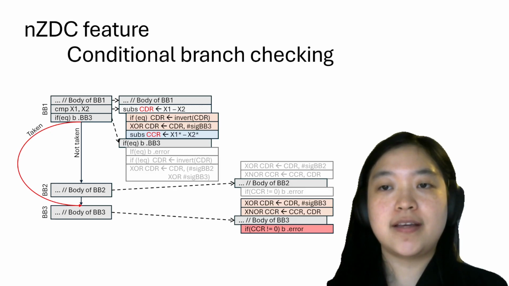If there were an error in the branch target, the CDR value would not be reverted, and the XNOR operation would not result in 0. The operations on the not taken side are similar, with conditional inversion checking for branch direction correctness, and static signatures checking for branch target correctness.